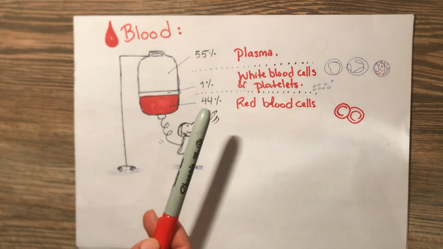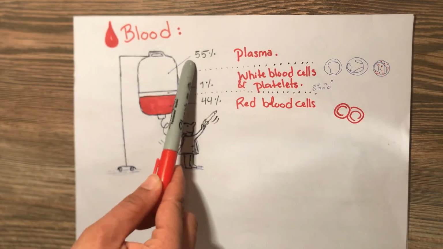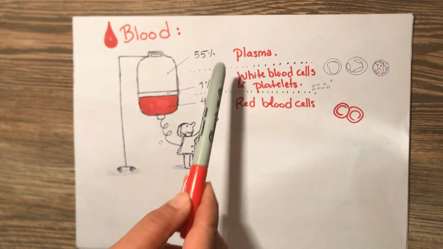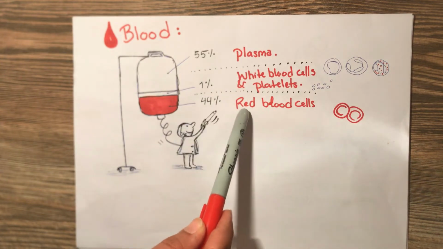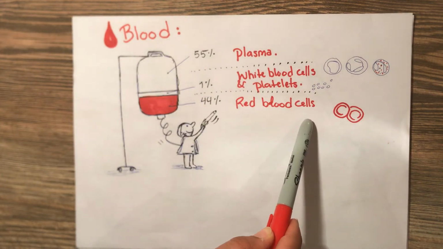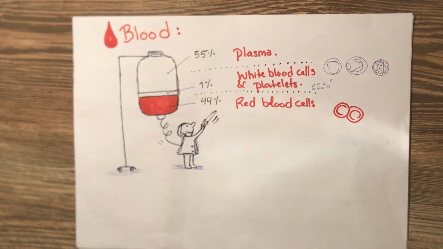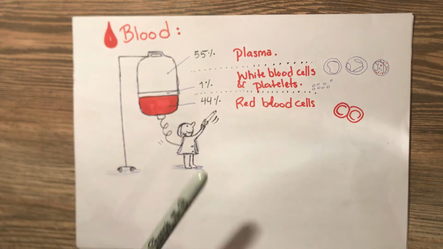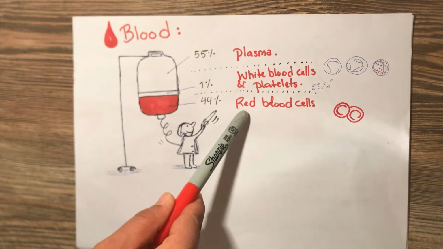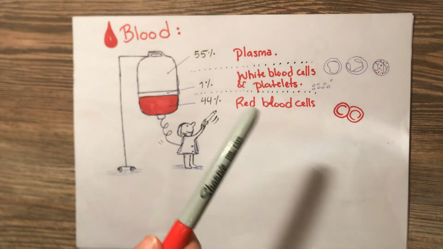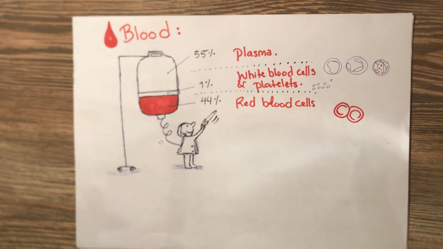The blood consists of 55% plasma, 44% red blood cells, and only 1% white blood cells and platelets. Don't get confused, don't think it's a hard thing. You don't have to memorize these things because we'll go through each part and talk about it specifically.